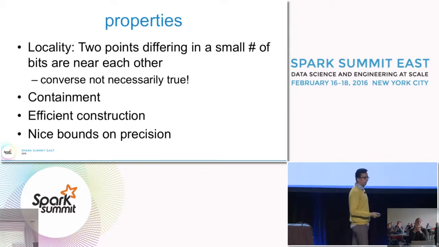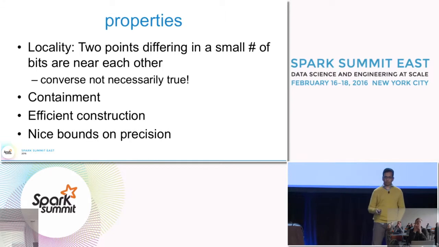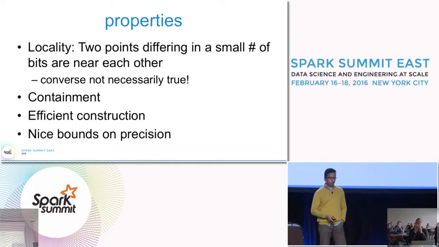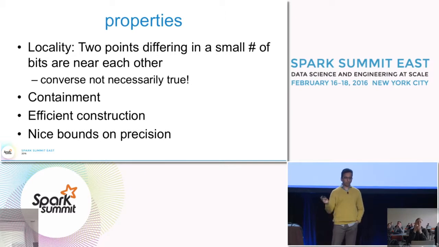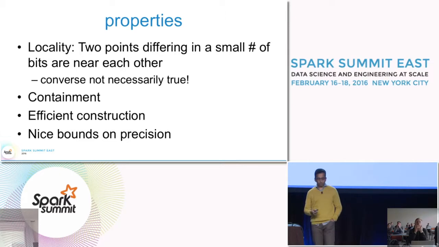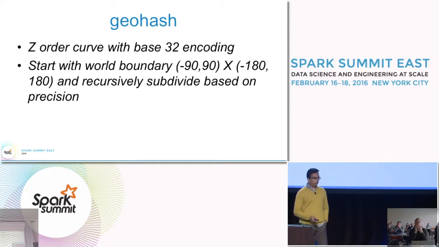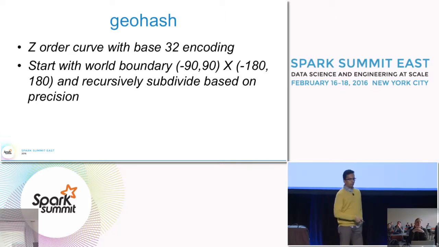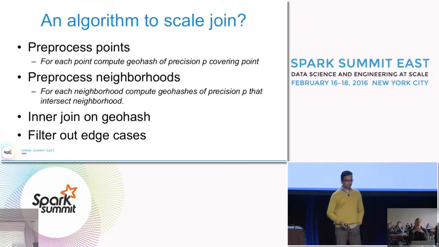So the properties are locality: two points differing by one bit, for example, are close to each other. It has containment as a property. It's very efficient to construct. If I know the x and y coordinates of a point, I can give you the binary representation right away, and vice versa. And it has some nice bounds on how accurate this is. If you're familiar with geohashing, geohashing is basically z-order curves, where you take the binary representation and convert it to a base-32 encoded string. I'm going to skip a bit about geohashing and stuff like that.